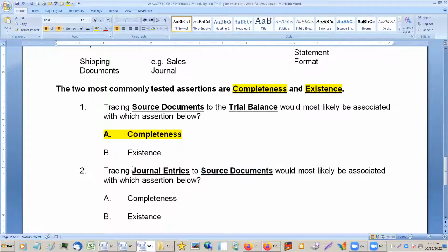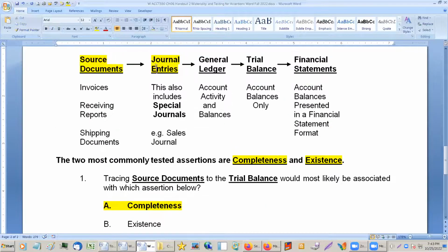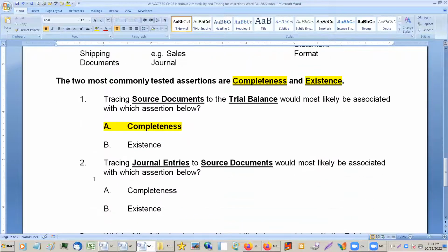Yeah, because you're saying, okay, if you're testing from here back to here, are these real? You get this journal entry down for equipment. Did you actually get the equipment? Let's see the invoice for the equipment. So you're going to see if this journal entry actually exists. You're going backwards. And so this would be existence.